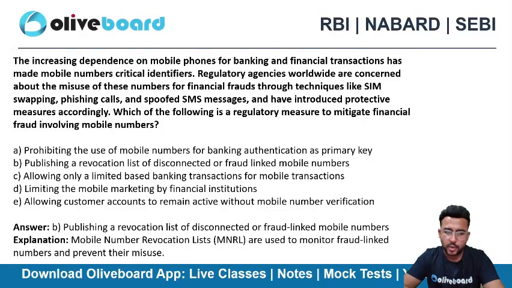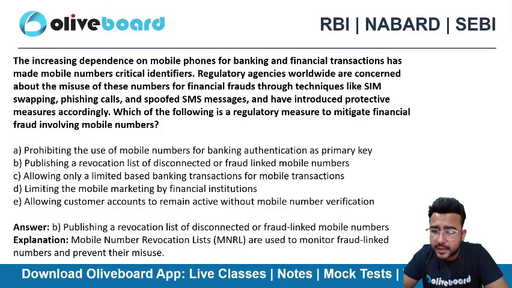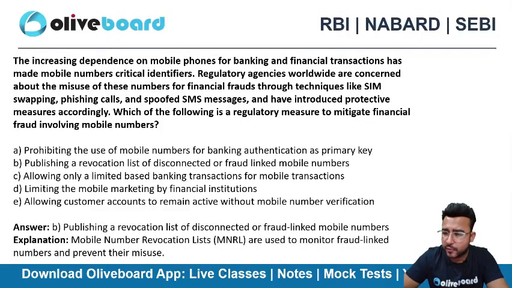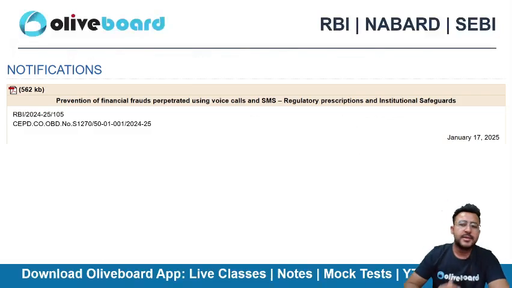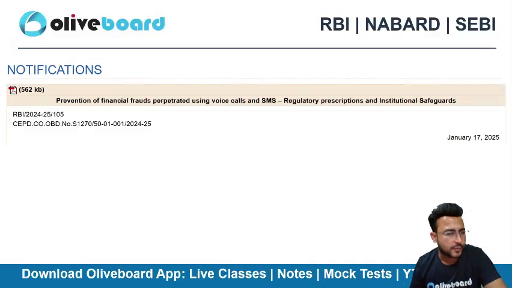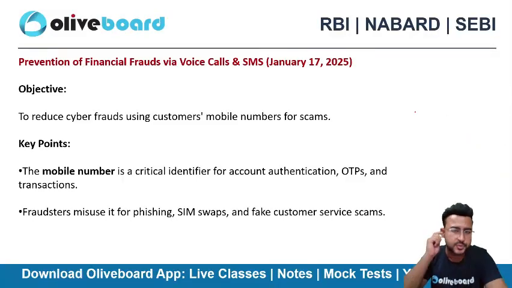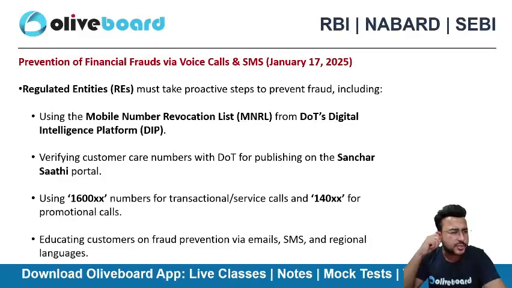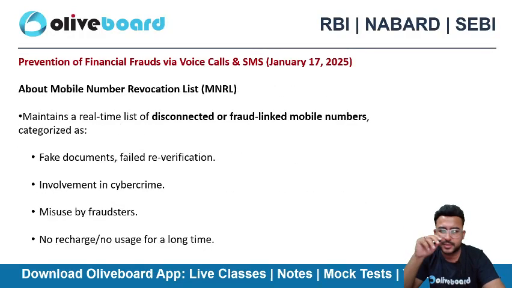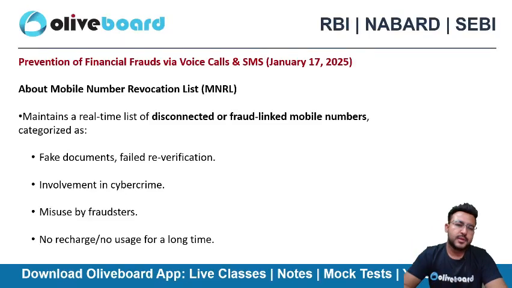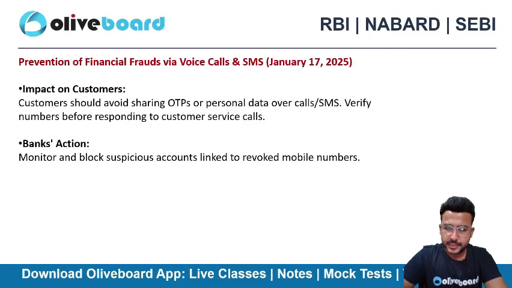The correct choice here is option B, publishing a revocation list of disconnected or fraud linked mobile numbers, right? So this is from the circular on prevention of financial frauds perpetrated using voice calls and SMS, regulatory prescription, and institutional safeguards, right? Not so important, but yeah, you can have just a quick reading of this particular circular for an overview of it, right?